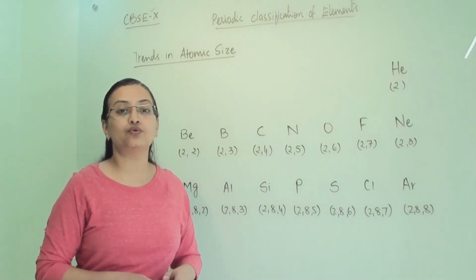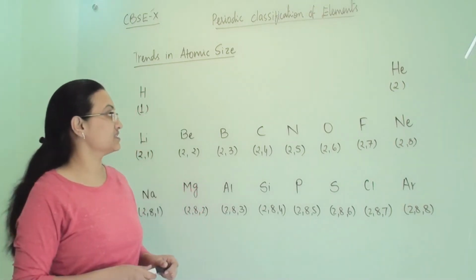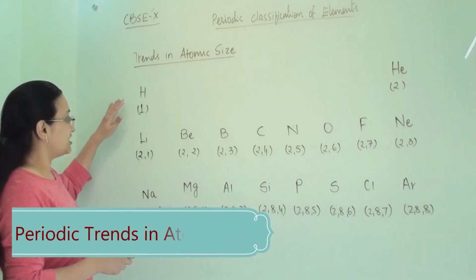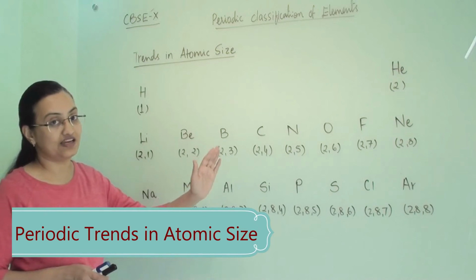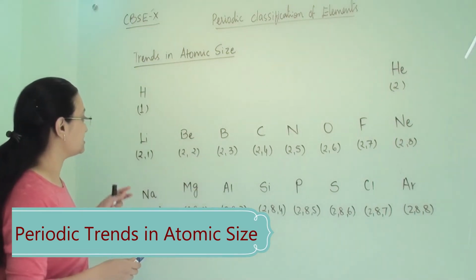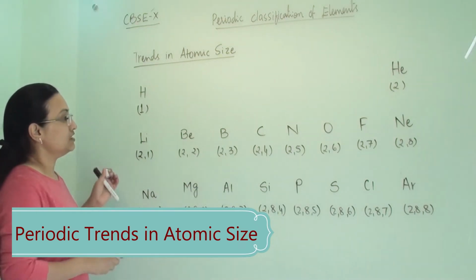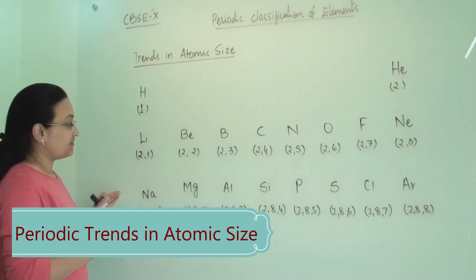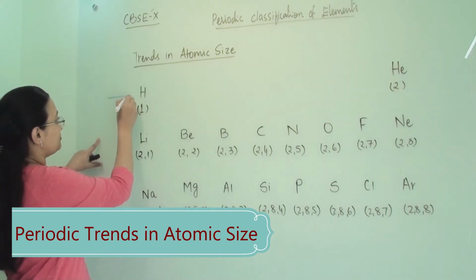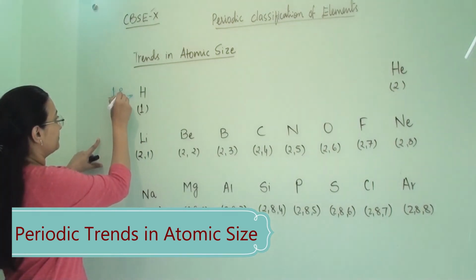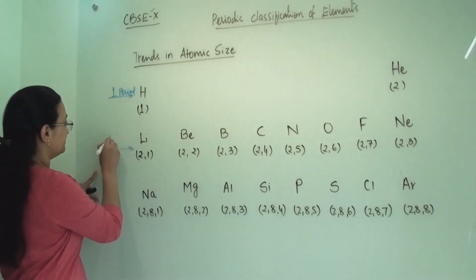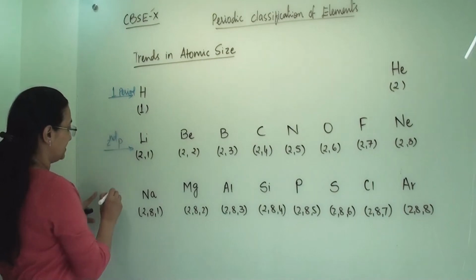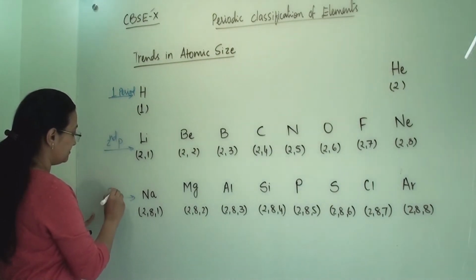Here today we are going to discuss atomic size. So the first thing is we have to understand how we have arranged the elements in our periodic table. I have mentioned here three periods: this is the first period, this is the second period, this is the third period.